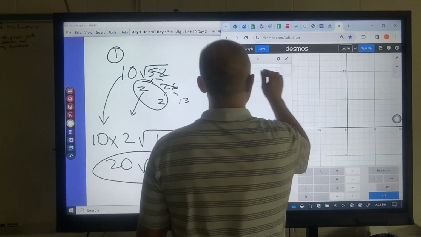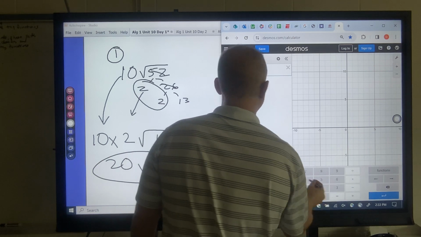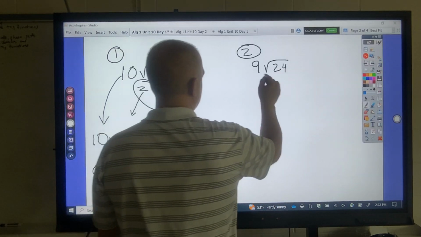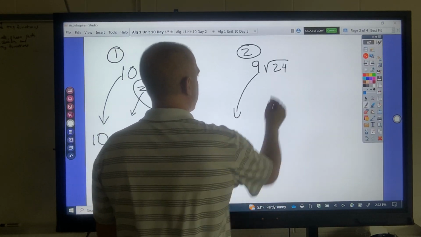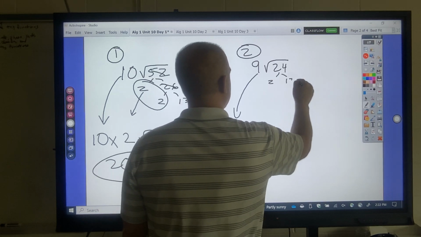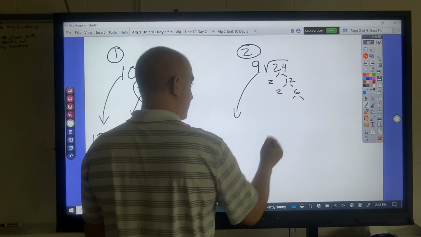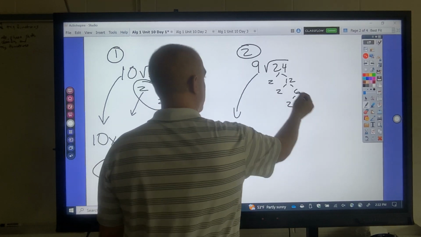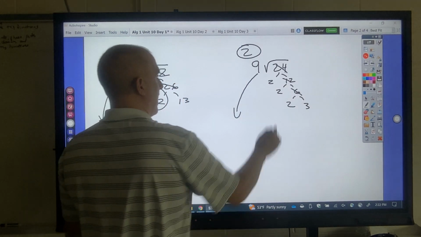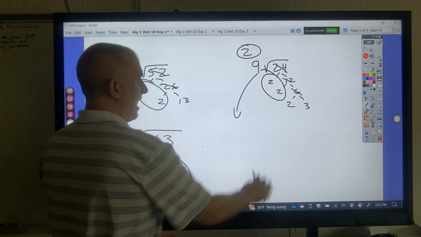Okay, 9 square root of 24. Okay, so that 9's automatically going to go to the outside. So that would be 2 and 12. 12 divided by 2 would be 6. 6 divided by 2 would be 3. Now both of those are prime. Okay, I got a pair of 2's. Okay, I can't circle those.